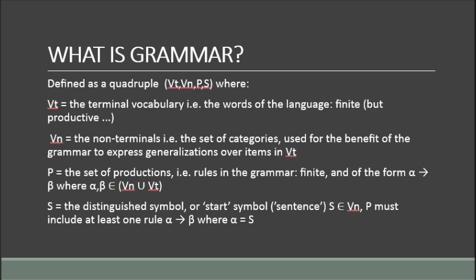A grammar is a four-tuple system which contains VT, VN, P and S, where VT is the terminal vocabulary, VN is the non-terminals, P is a set of productions, that is, rules in the grammar, and it is finite. It is in the form alpha gives beta, where alpha and beta belong to VN union VT. And S is the start symbol, also known as the distinguished symbol. And P must include at least one rule, alpha gives beta, where alpha is S.